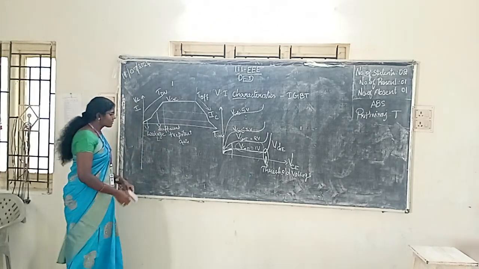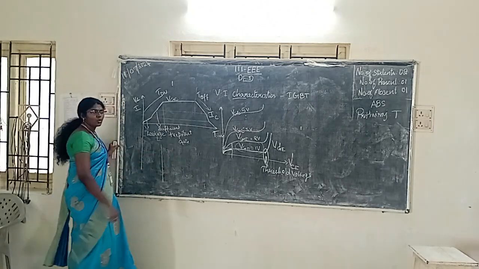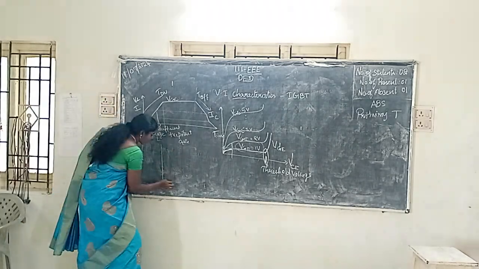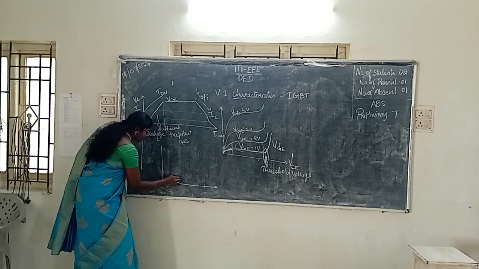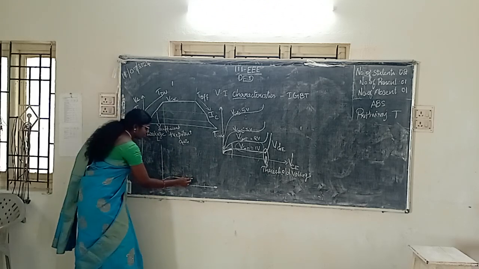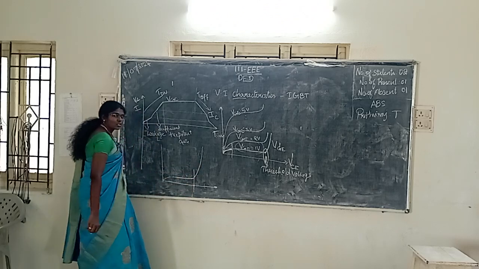One more characteristic we will be discussing is the transfer characteristics. Suddenly the threshold voltage is attained. Under what condition is it occurring? Initially there is leakage, and at some point it will increase. This is said to be the threshold voltage.